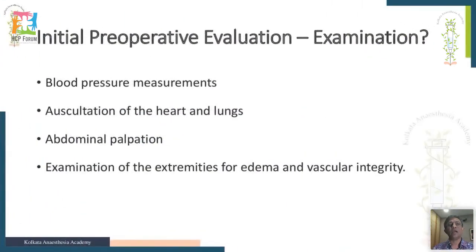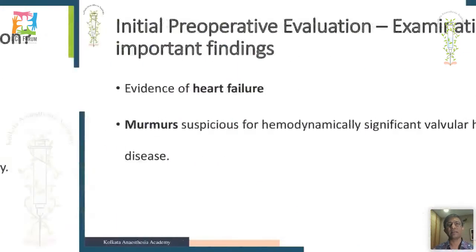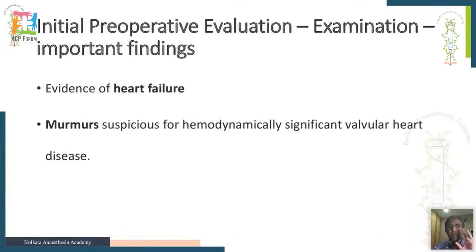In the examination, you find out the blood pressure, the auscultation of the heart and lungs, abdominal palpation, examination of the extremities for edema and vascular integrity. Things that are worrying and which should be looked for carefully are evidence of heart failure, and whether you can pick up any murmur which is suspicious of a hemodynamically significant valvular heart disease. So these are the things that you need to look for in the examination early on.